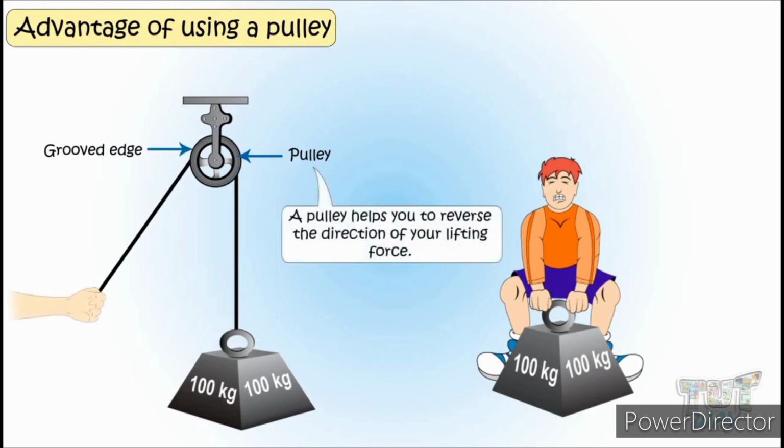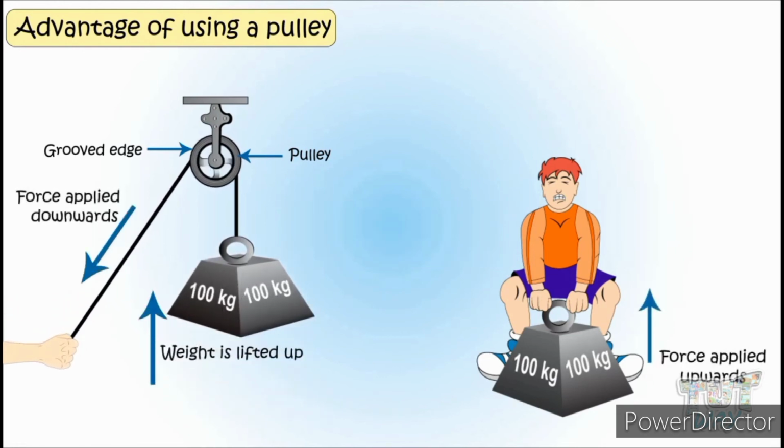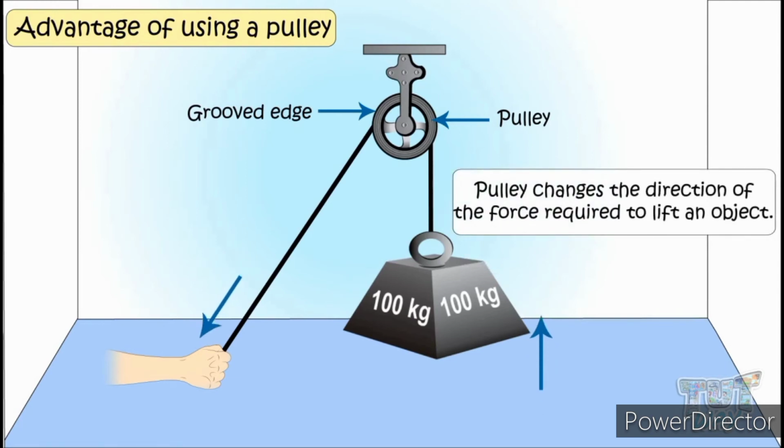A pulley helps you to reverse the direction of your lifting force. So, as in the picture below, you pull the rope downwards to lift the weight up. So, a pulley changes the direction of force required to lift the object, as you can see in the picture.